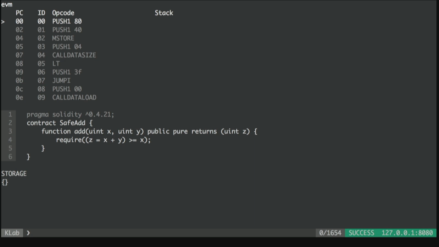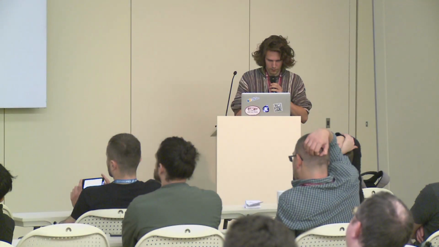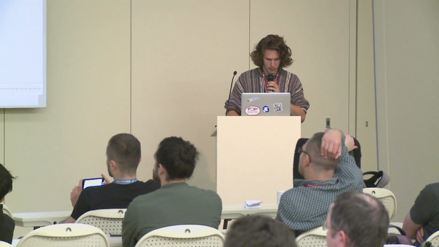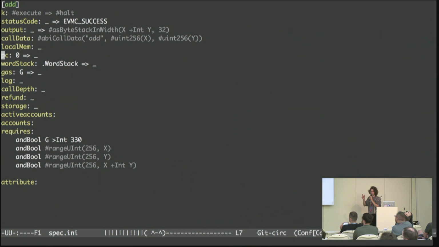The specification of this program is what we have in the file called spec.ini. So what we see here on the left-hand side are various cells. These are like tiny parts of what's called a configuration in K. So tiny parts of the world that are relevant to our execution. And what we see on the left-hand side is our pre-state or precondition, and on the right-hand side we see our post-condition.